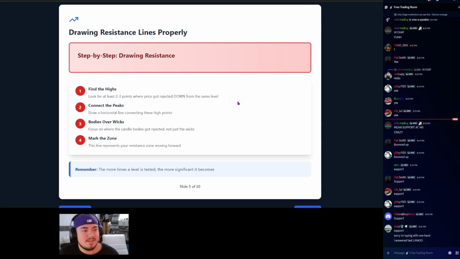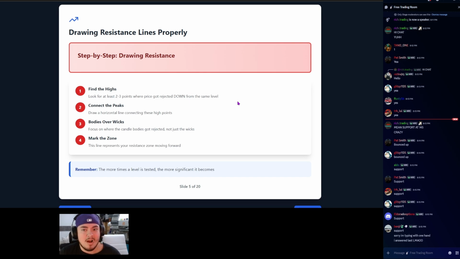Here is the step-by-step to drawing resistances. Step number 1 is finding the highs. Look for at least 2 to 3 points where price is rejected down from the same level. Step number 2, connect the peaks. Draw a horizontal line connecting these points. Step number 3, bodies over wick. Focus on where the candle bodies got rejected, not just the wicks. Step number 4, mark the zone. The line represents your resistance zone moving forward. Remember, the more times a level is tested, the more significant it becomes.